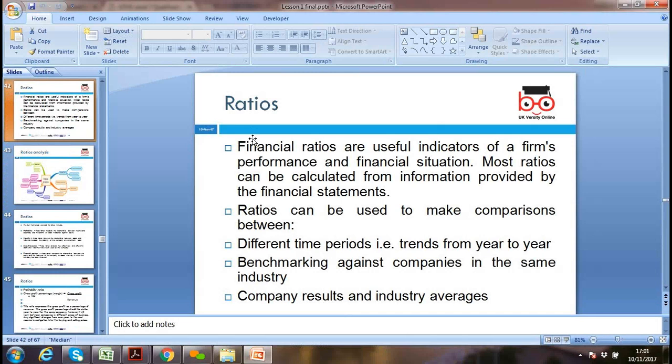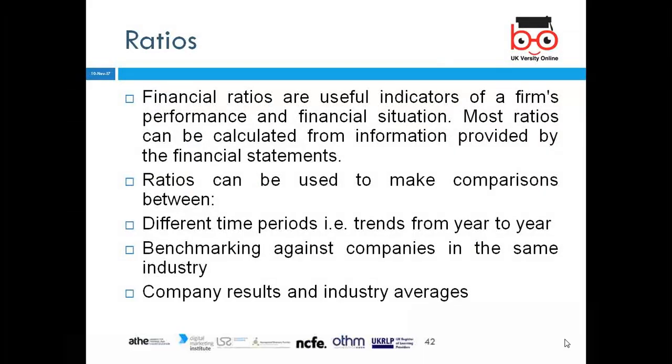What is meant by ratios? Something about the percentage. Well done. Ratio is the percentage. Financial ratios are a useful indicator that measures the performance and the financial situation of the company from information provided in the financial statements. So we have financial statements for year one, year two. We can look at what has happened, what changes happened last year and this year. We can look at the trend. Is it increasing or decreasing? We can look year by year. We can look at the benchmark.